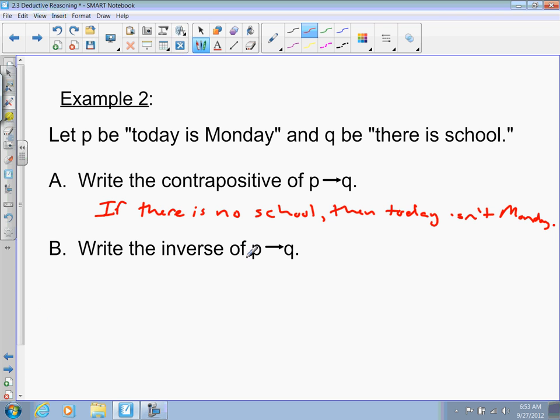So now to write the inverse of P implies Q. It's nice to make sure you know these words because they don't always go in the order you expect to see them, and people will just kind of get them wrong that way. The inverse is where we negate the statement. So if today is not Monday, then there is no school.